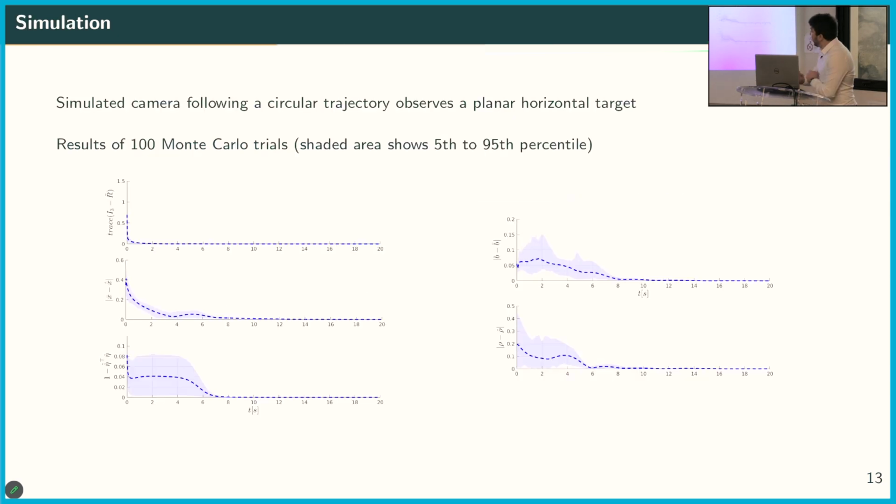Okay, so just to show you some simulation results that we got, we simulate a camera that is moving in a circular trajectory over a horizontal target, and we run Monte Carlo simulations, and we display the estimation errors, and we see that all the estimation errors converge. So these are the Riccati states that I've shown you earlier, and this is the bias and the scale that are also converging to 0.